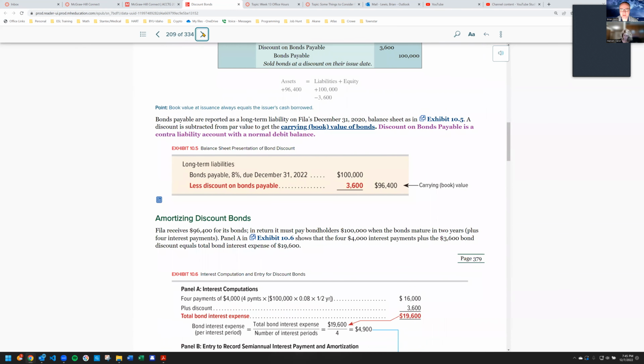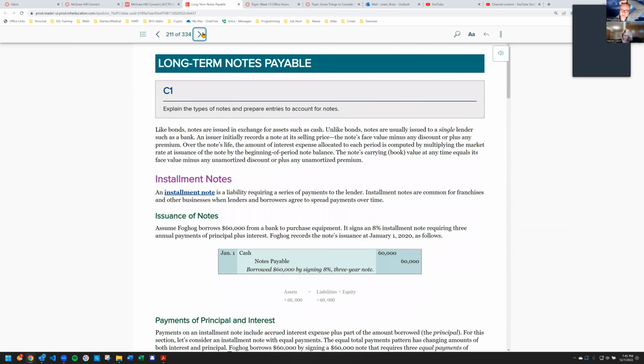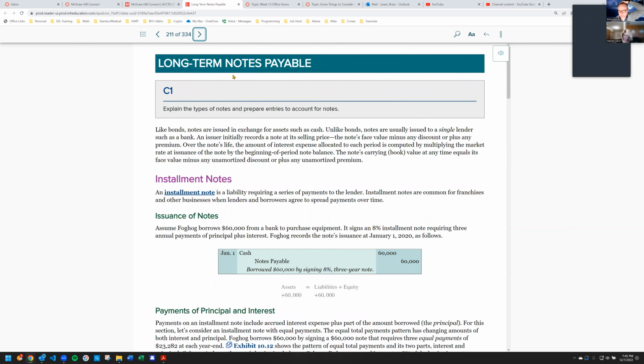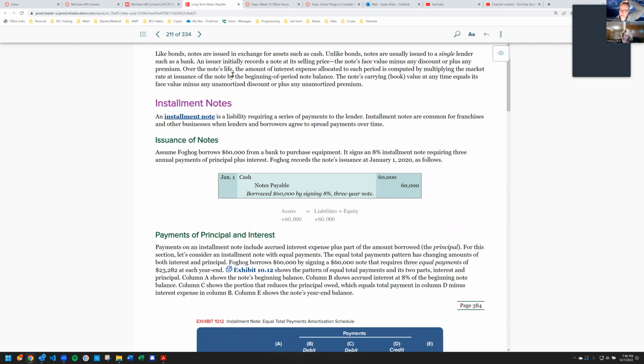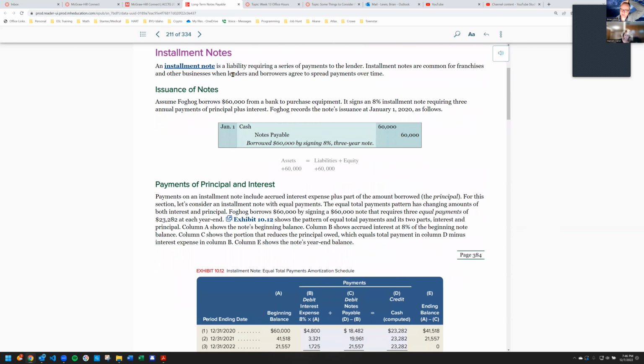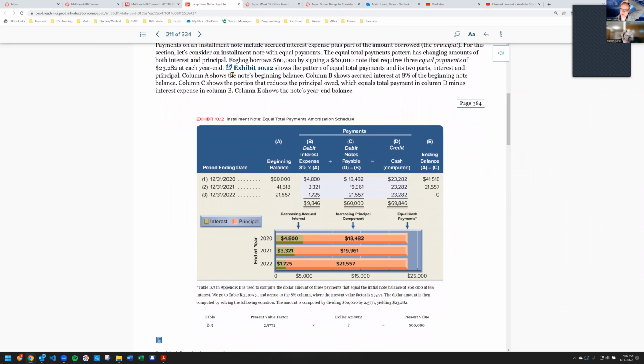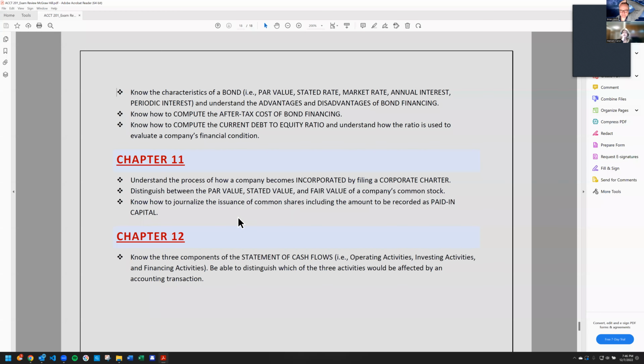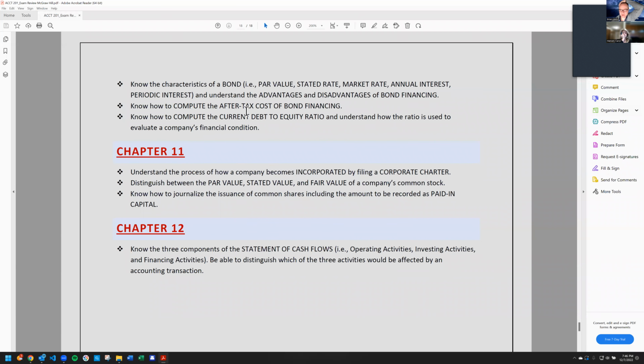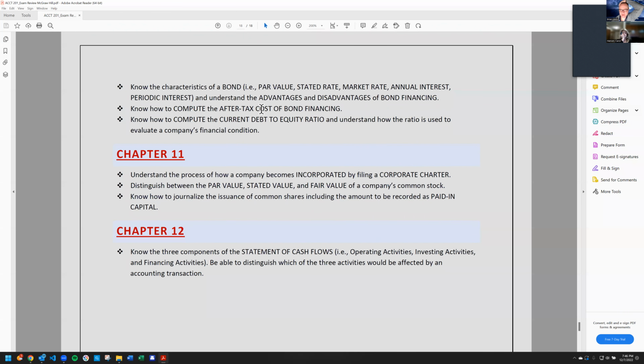Bonds, premium, discount, installment notes are pretty simple. I don't remember if they have this in here. Let's check. Bond fat.